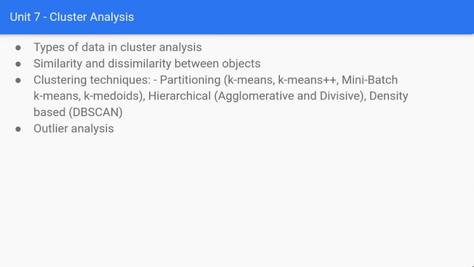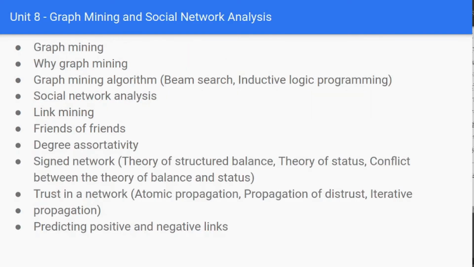Okay. Moving on to chapter 7, we have cluster analysis. Cluster analysis is also a very interesting topic, right? Types of data in cluster analysis, similarity and dissimilarity between objects, and several clustering techniques. For example, partitioning we have k-means, k-means plus plus, mini batch k-means, k-medoids, hierarchical, and density based. And finally we have outlier analysis.